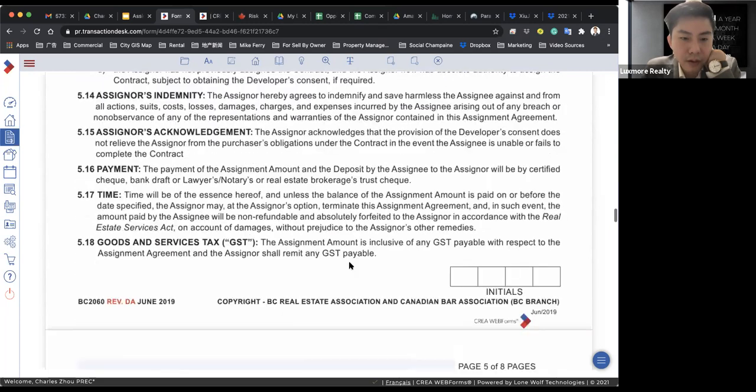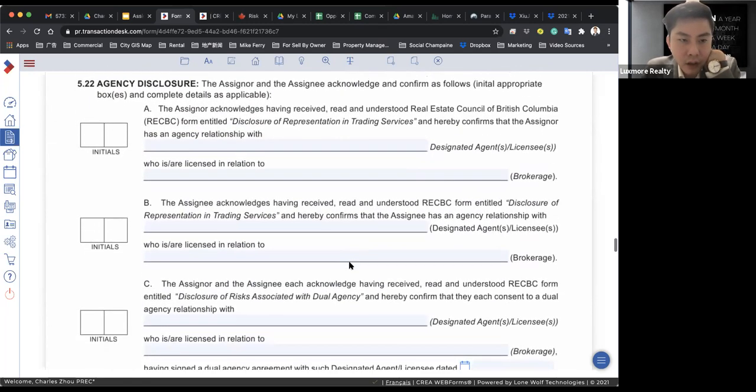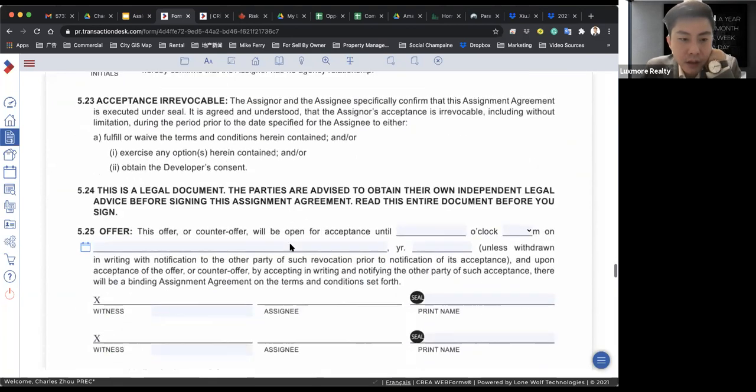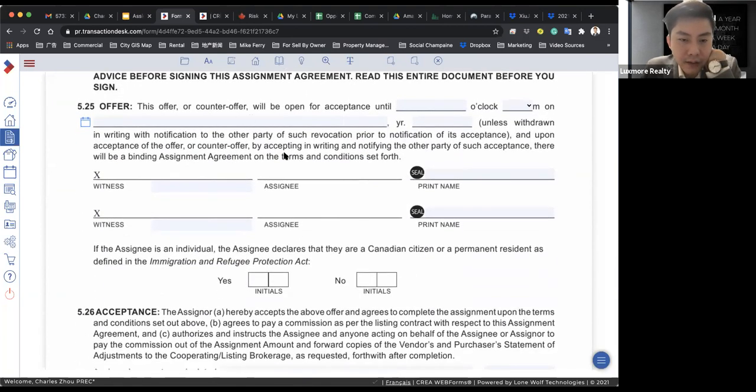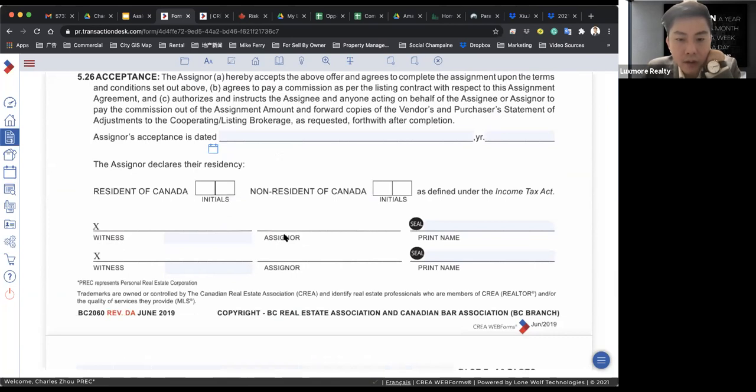Okay, so the next page is the template. And over here, your agent disclosure. Make sure you're the listing agent or the buyer agent. And offer date, this one I don't have to say too much. Assignee, make sure you know the correct word. Assignee equals buyer. Assignor equals seller.